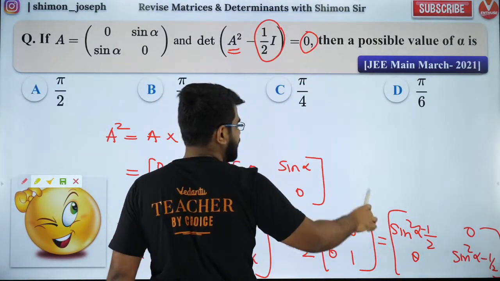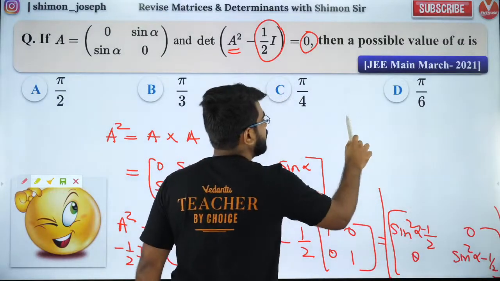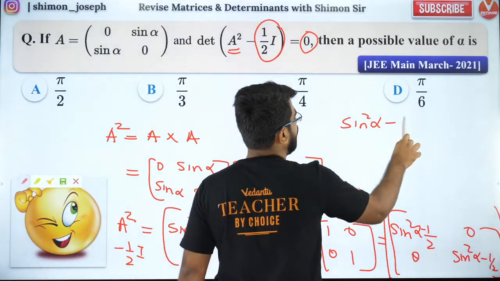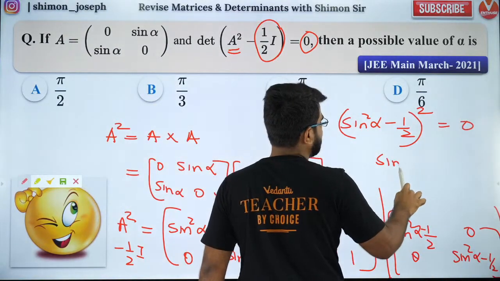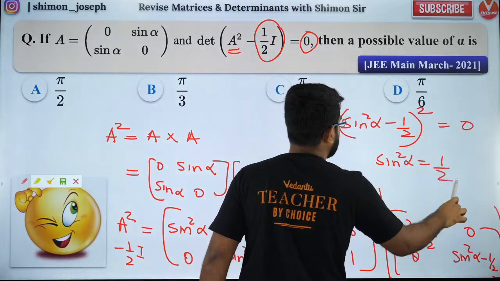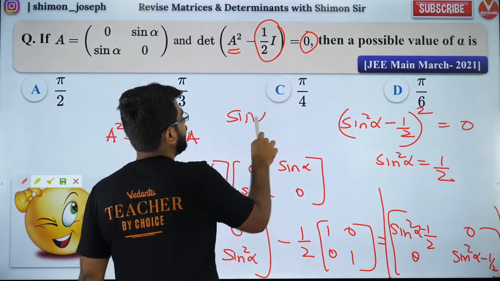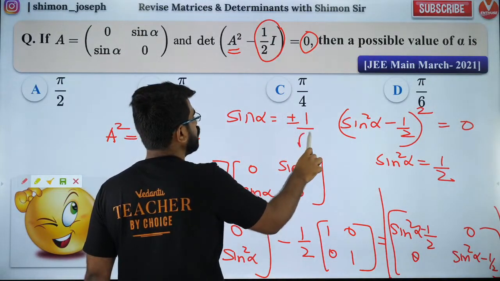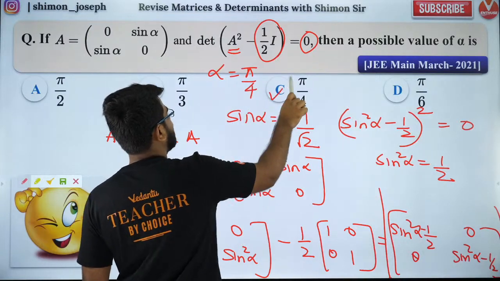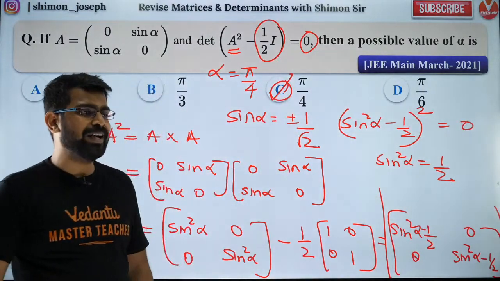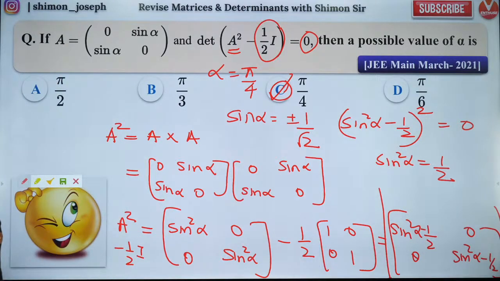What is the determinant of this matrix? The determinant of this matrix is sine square alpha minus 1 by 2, whole square. Now that is equal to 0. That means sine square alpha is equal to 1 by 2. That means sine alpha is equal to plus or minus 1 by root 2. So alpha will be equal to pi by 4. So pi by 4 is the correct answer. I hope everybody has got it. Did you all understand it?